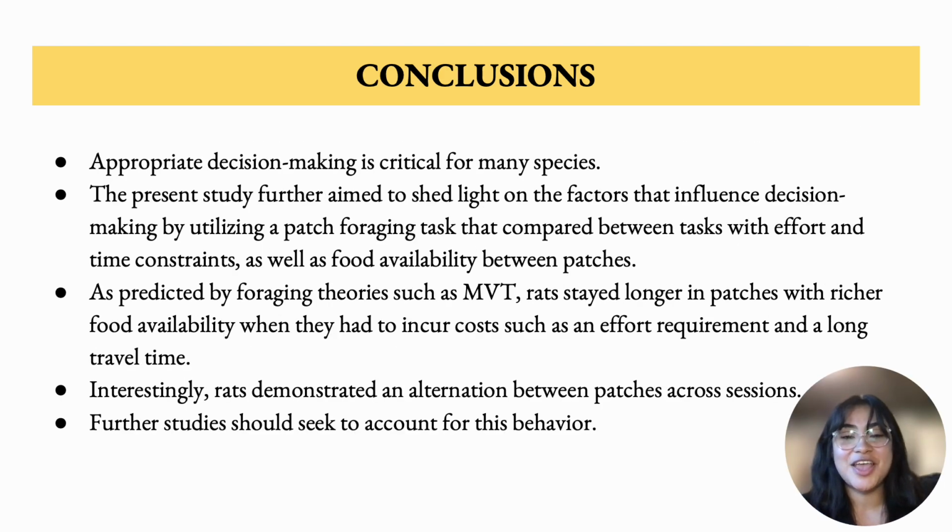In conclusion, we established that appropriate decision making is critical for many species. The present study further aimed to shed light on the factors that influence decision making by utilizing a patch foraging task that compared between tasks with effort and time constraints, as well as food availability between patches. As predicted by foraging theories such as the marginal value theorem, rats stayed longer at patches with richer food availability when they had to incur costs such as effort requirement and a long travel time.